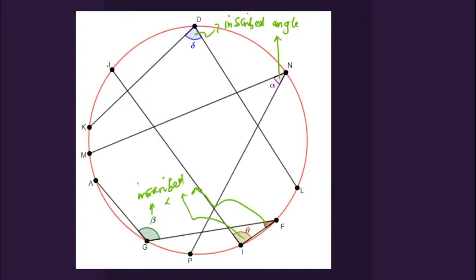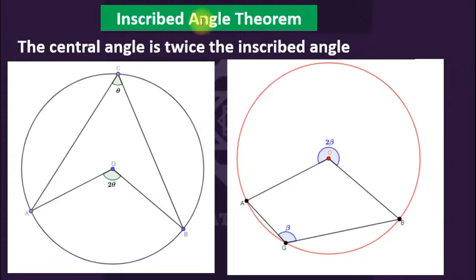So let's look at the inscribed angle theorem. It states that the central angle is twice the inscribed angle. If you look at this diagram, you can see that theta is the inscribed angle because C is the common endpoint of chord AC and chord BC. So the theorem states that the central angle must be 2 times the inscribed angle. As you can see, we have theta, we have 2 theta, because theta here is an acute angle, that's why the central angle is like this.